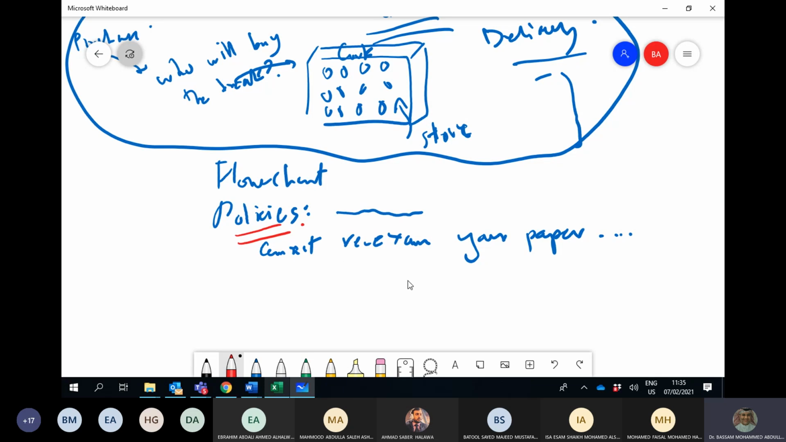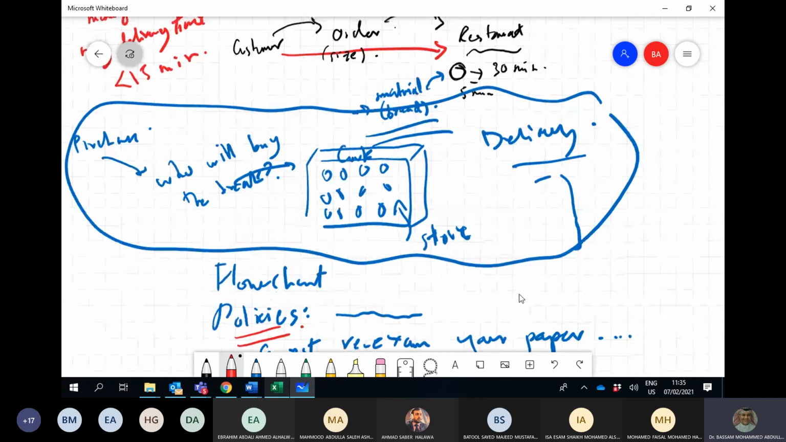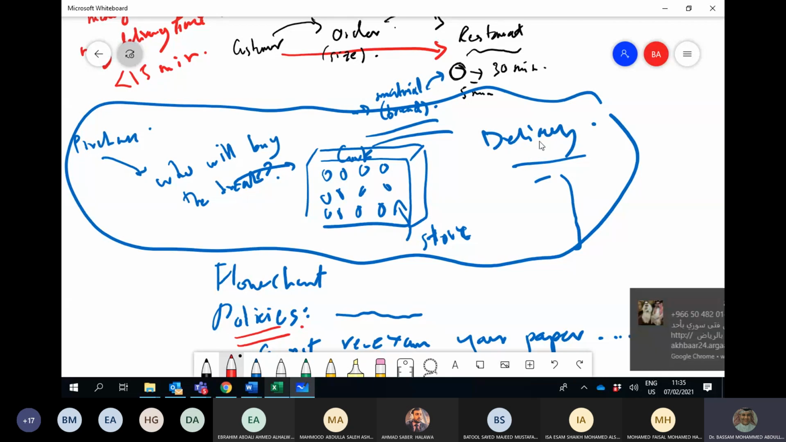I have other examples, but I think this is just enough. So what I'm trying to say is, you need to have policies within your system. You need to have a policy for the job description of every person. This is part of the policy. You need to explain the process of every part. The process means what? Who does the purchase? Okay, it's not who does the purchase. How is he going to purchase it? What is the process of purchasing?